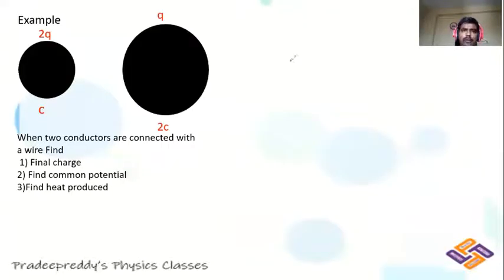Final charge is completed. Final charge on the first one, Q1, is equal to Q, and on the second conductor, Q2 is equal to 2Q. These are the final charges on the conductors that we have already calculated. Coming to the second one, find the common potential. As we know, you can find the potential of any one conductor. V1 is equal to Q divided by C. What is the final charge on the first conductor? It is Q. So V1 is Q divided by C. This is the common potential.